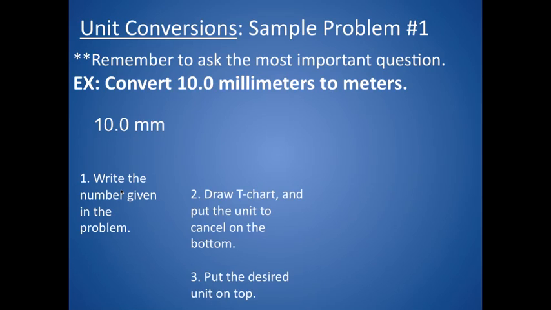Next, this is where it might be a little new. You need to draw what is called a T-chart, and you put the unit to cancel on the bottom. The unit to cancel is going to be the one that you started with. And then number 3 is going to come up also here. Put the desired unit on top. The desired unit is the one that you're trying to get to. So in this case, the old unit, the one to cancel, is millimeters. And then the one you're trying to get to is meters. So here's what this looks like.